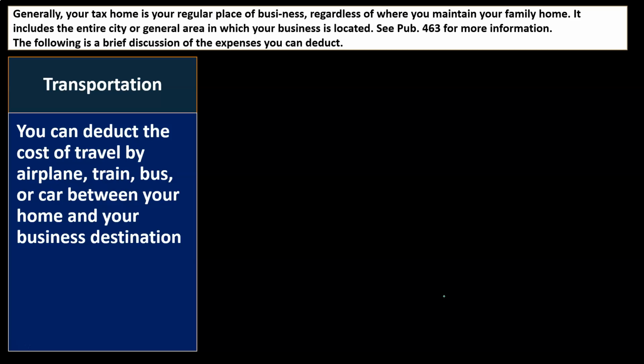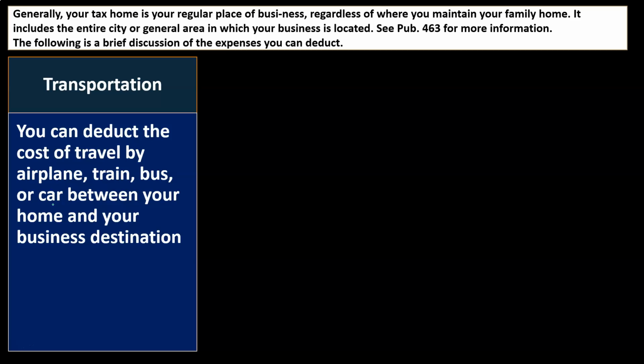So we have the transportation. You can deduct the cost of travel by airplane, train, bus, or car between your home and your business destination. So again, if we're going to travel now, so now we're thinking about the overnight travel. And so however we got there, plane, train, bus, and whatnot, we got the overnight travel. Now we've got to be careful, of course, of the car, because again, you've got to consider where you're including the deduction related to the car, whether you don't want to be doubling up between the mileage method and the deductions related to the car, whether you take the mileage method or not.